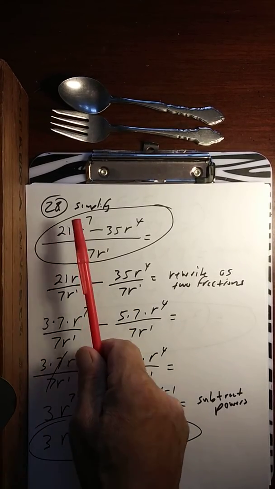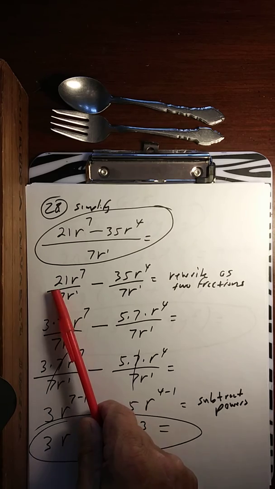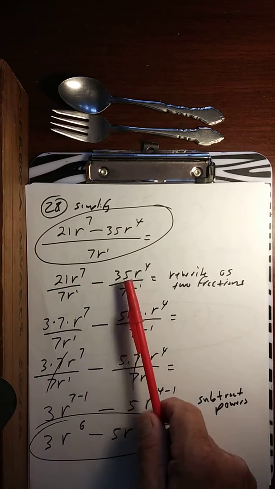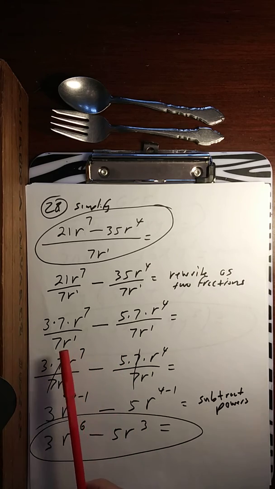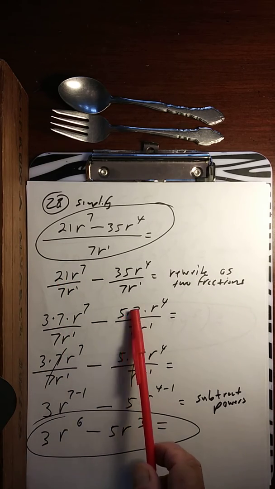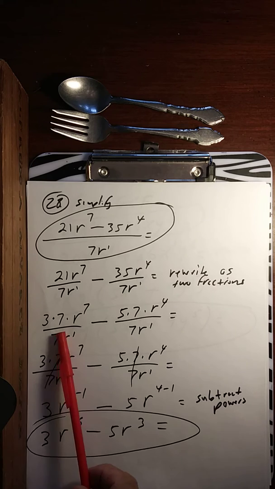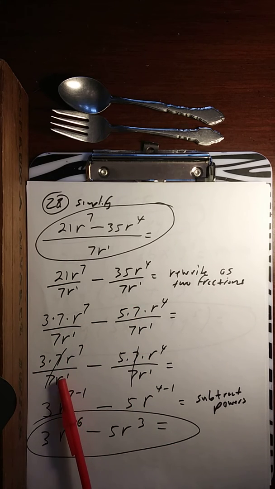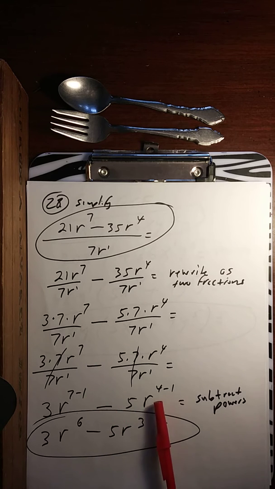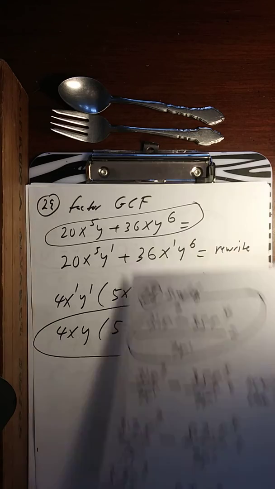Alright, simplify this. Let's break it into 2 fractions. 21r7 over 7r1, minus 35r4 over 7r1. So now, 3 times 7 is that, 5 times 7 is that. So now we have 7 over 7. Can they cancel out? Yes. We still have a 3. Subtract the powers. 1 from 7 is, and 1 from 4. So you're going to have 3r6 minus 5r3.